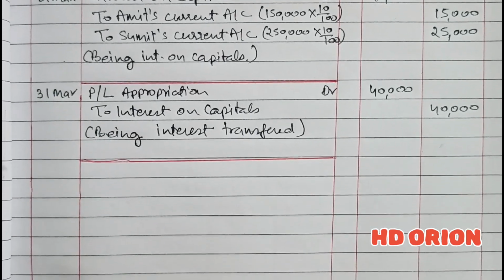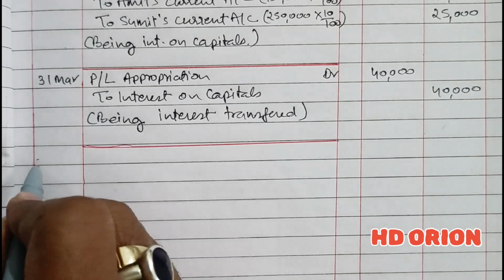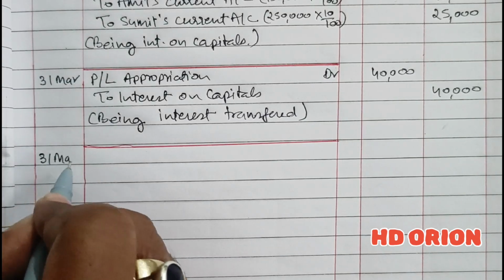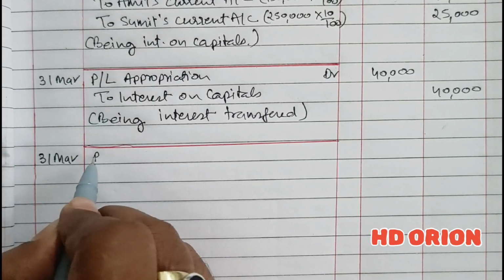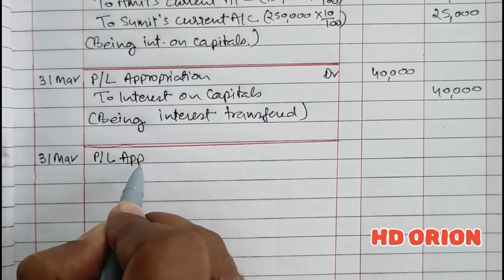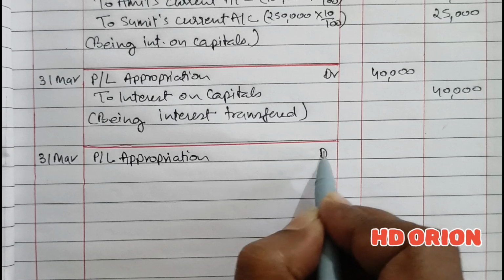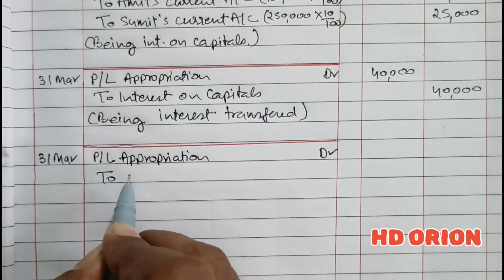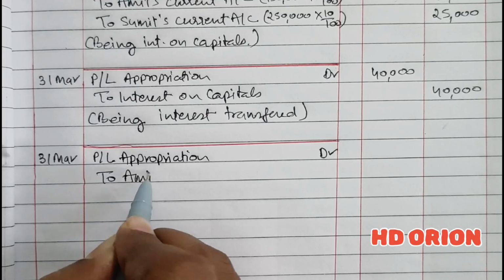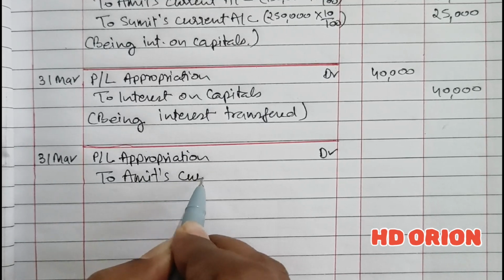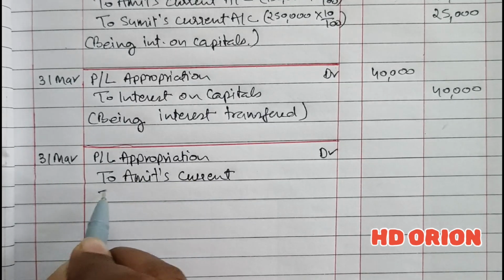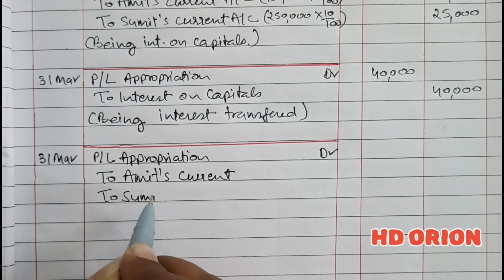And now the distributable profit can also be distributed to the partners in current account. So by profit and loss appropriation account, by debiting it and transferring the remaining profits to partners' current account. So Amit's current account and to Sumit's current account.